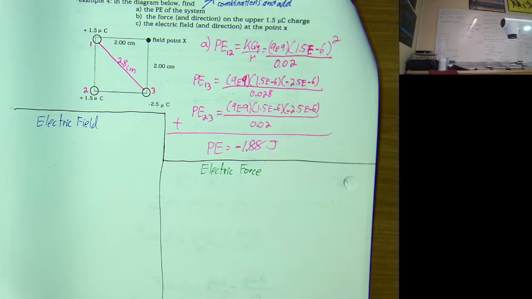Wait, you have 3 charges? Yeah, we have 1.5, 1.5, negative 2.5. The field point doesn't matter. It's not affecting anything. So just find the effect of this on this and then the effect of this on this. So this guy is going to be pulling it that way.